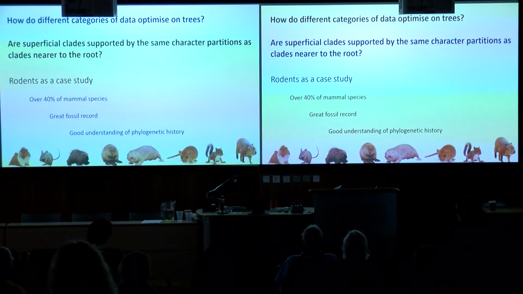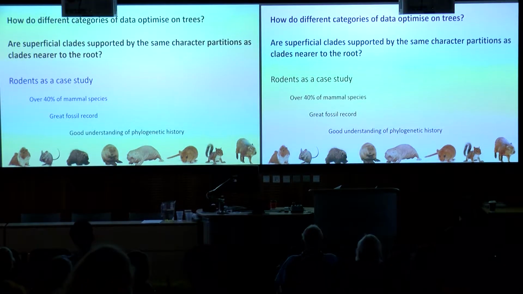So my specific interest is the phylogenetic signal contained within rodent characters and how partitions optimize on rodent trees. And in particular, I'd quite like to know if the clades of different depths across the tree are supported by the same or different partitions. So for example, are more superficial clades near the tips of the tree supported by the same characters as those at the bottom of the tree nearer to the root?